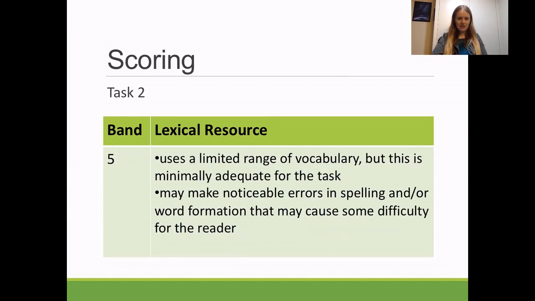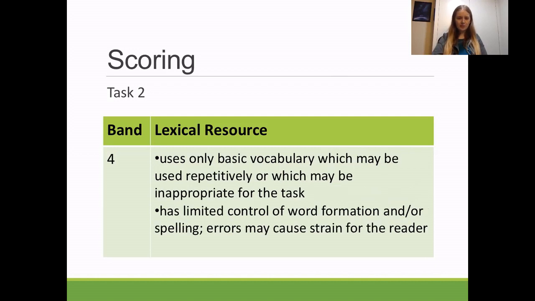If you get a score of 5, it means that you've used a limited range of vocabulary, but it is minimally adequate for the task. So it is okay for the task. It's not great, but you're still just barely covering the task at hand. You may make noticeable errors in spelling and or word formation that may cause some difficulty for the reader. So you're making mistakes and now the mistakes are becoming a problem for the reader. It might be confusing.